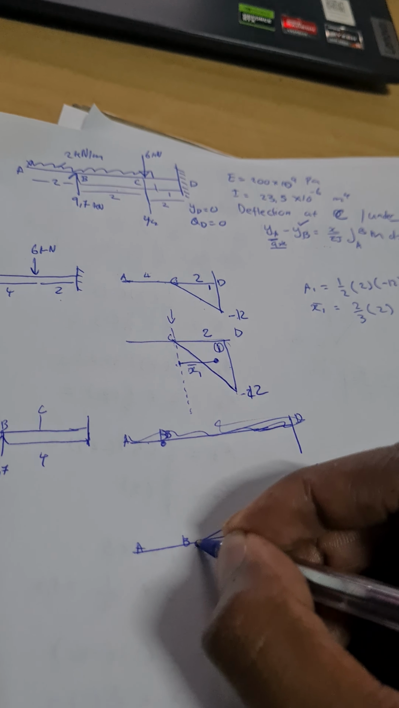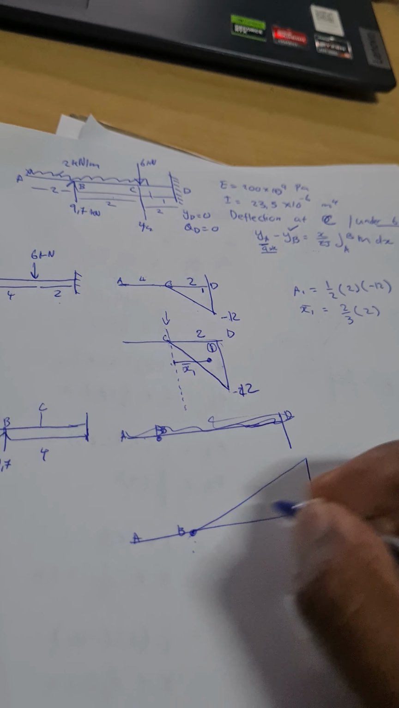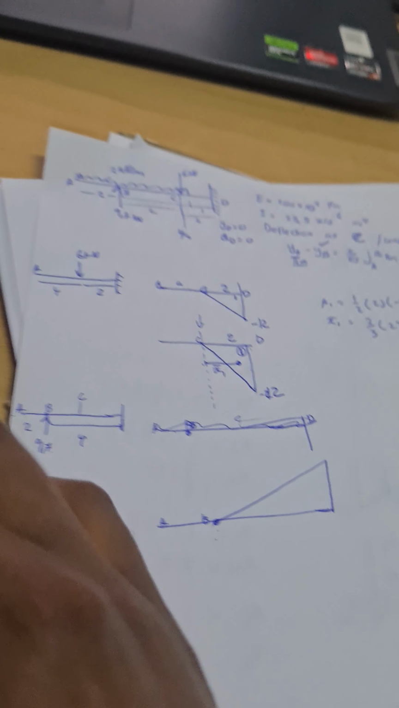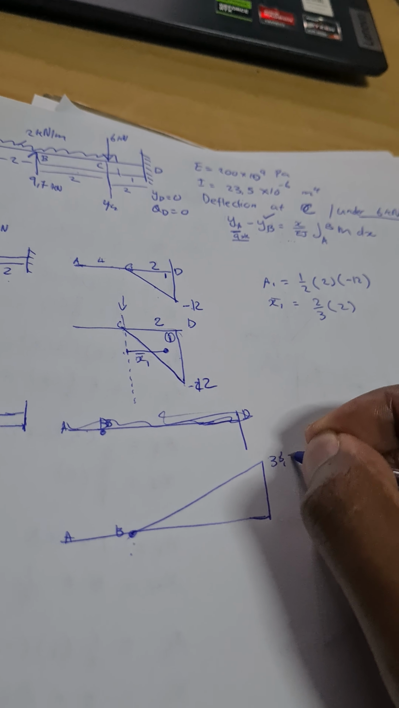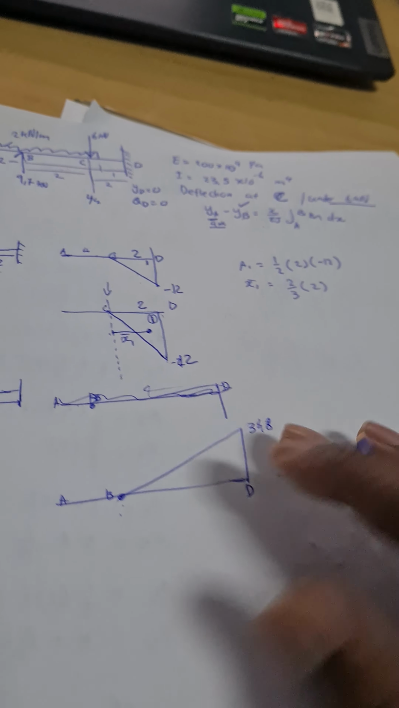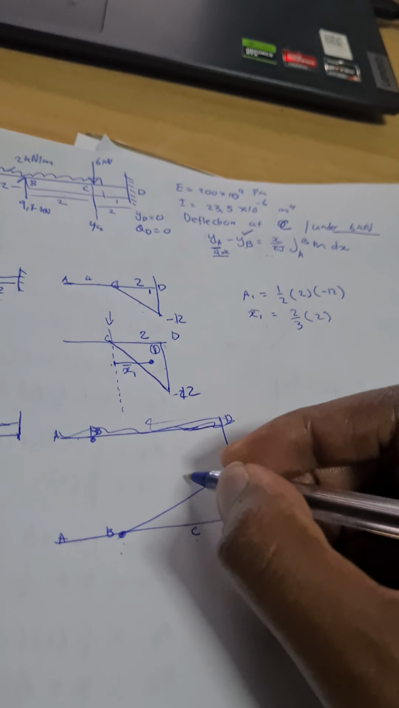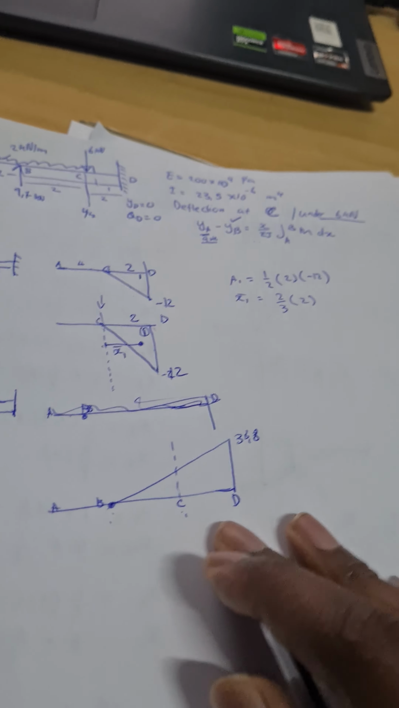So the moment at B is 0, then 9.7 times 4 is 38,8. Always do this. That is the first thing. Then this is point D, right? And then again, they ask the deflection at what? Point C. So we draw a dotted line here, right?